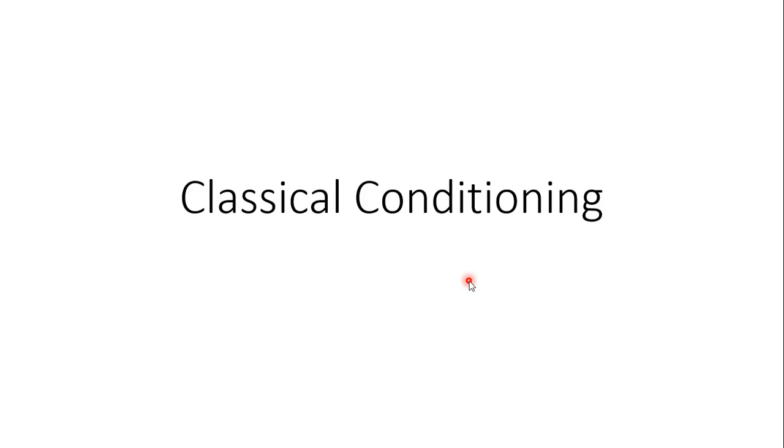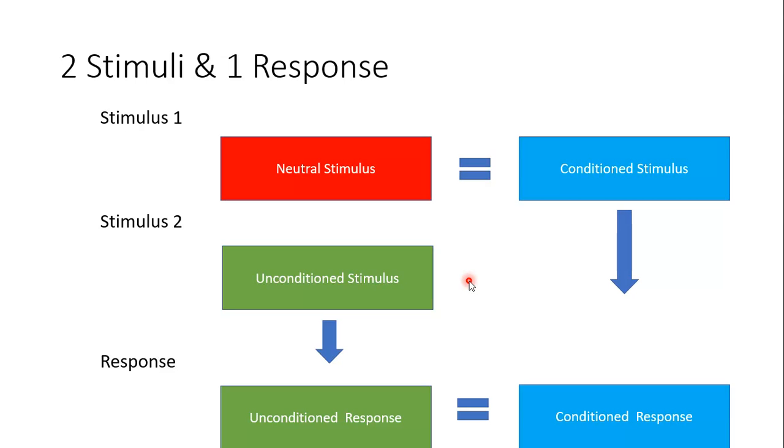The next few questions are going to talk about classical conditioning. So I want to go over that with you very quickly. In classical conditioning, you have two stimuli and a response. You always have two stimuli and a response. If you can't find them, then it might not be classical conditioning.